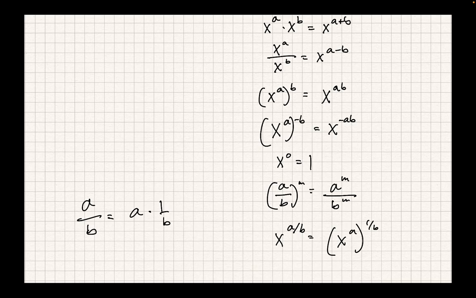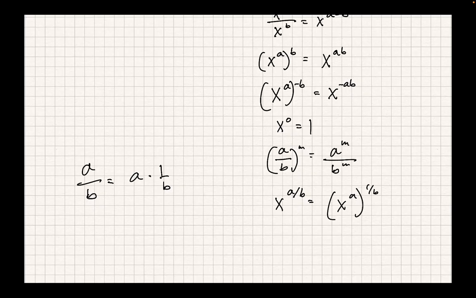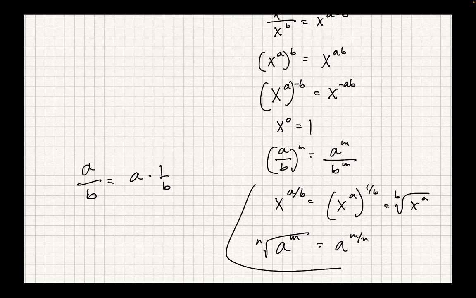The properties of radicals, number one, it says a to the m on the nth root would be a to the m over n. Yes, it's the same thing. 1 over something is the same as that something, but it's clearer. So this means the bth root. So this is the bth root of x to the a. So these are saying the same thing.